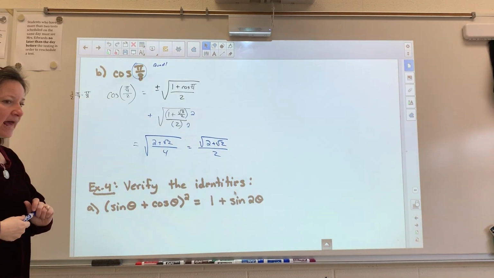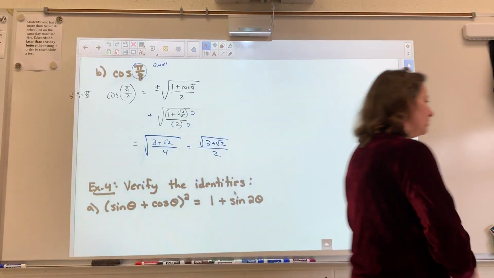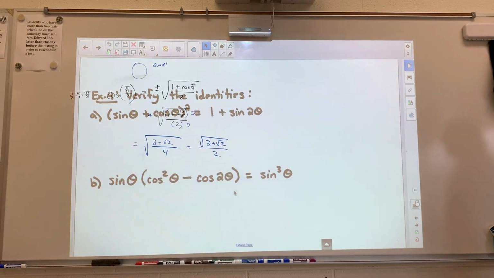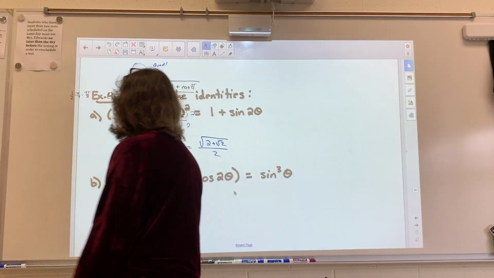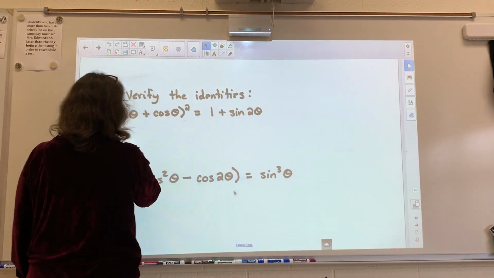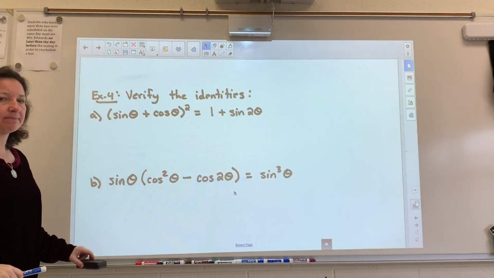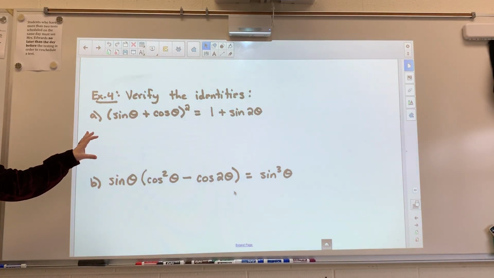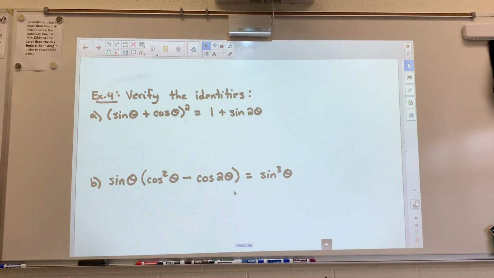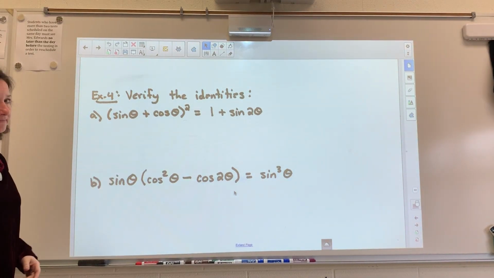Good. Last example. The other thing we might be asked to do with our half and double angles is verify some identities. So we want to verify identities. Remember what that means. That means you've got to show that one side turns out to look just like the other side. We're going to start with the one that's more complicated, which appears to be the left side.